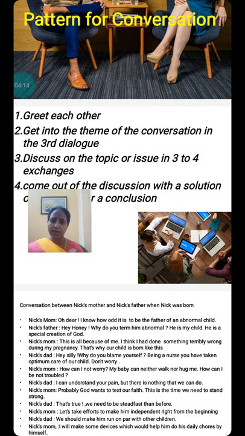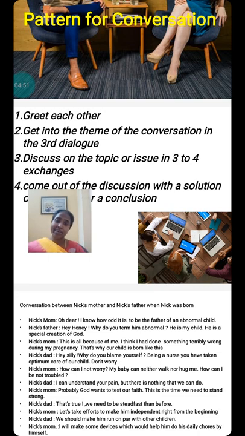And then next mom, "Probably God wants to test our faith. This is the time we need to stand strong." Now you see Nick's mom coming up. She is blooming from that depression. She comes out of the depression. Nick's dad, "That's true. We need to be steadfast than before." Then Nick's mom, "Let's take efforts to make him independent right from the beginning." Then Nick's dad, "We should make him run on par with other children." Run doesn't mean he cannot run. Run means compete with other children, go ahead of other children.